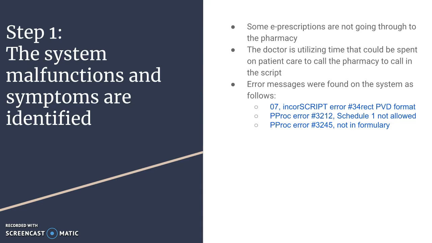So by using the troubleshooting process, our first step is to see how the system malfunctions and the symptoms that are identified. So this is basically what we just talked about. We've noticed that the e-prescriptions are not going through to the pharmacy. Our doctor is utilizing more time than needed calling the pharmacy to get this taken care of instead of on patient care. And our error messages are what we are finding, as seen on the screen.